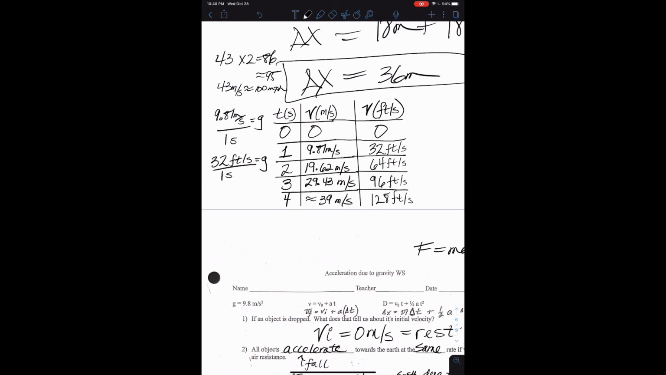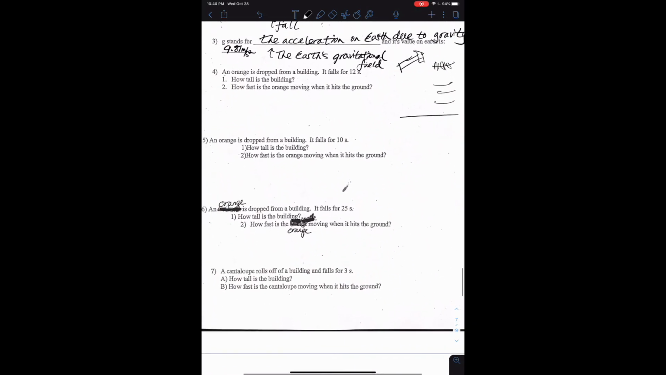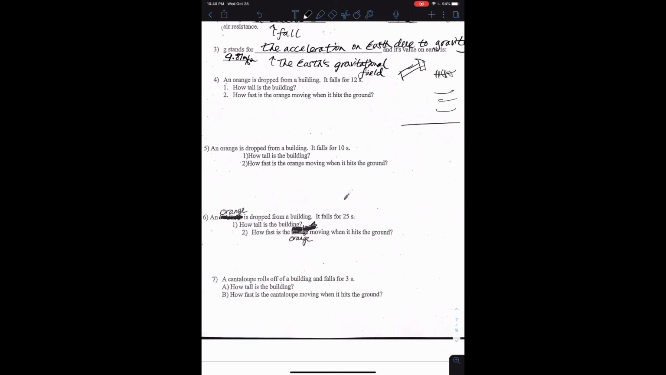And now you can kind of see 9.81 is about 32 feet per second. So you're going to speed up really fast. Any falling object is going to speed up really fast. Okay, let's take a look at number 4 here. An orange is dropped from a building. It falls for 12 seconds. How tall is the building?